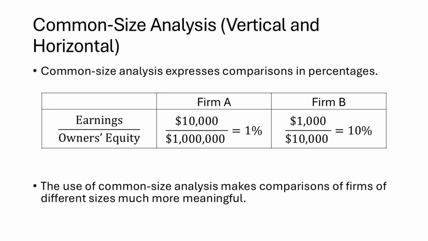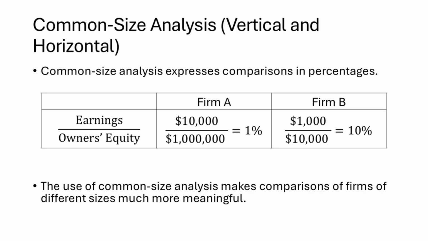Common size analysis expresses comparisons in percentages. For example, if cash is $40,000 and total assets is $1 million, then cash represents 4% of total assets. The use of percentages is usually preferable to the use of absolute amounts. An illustration will make this clear. If firm A earns $10,000 and firm B earns $1,000, which is more profitable? Firm A is probably your response. However, the total owner's equity of A is $1 million and B's is $10,000. The return on owner's equity is as follows.